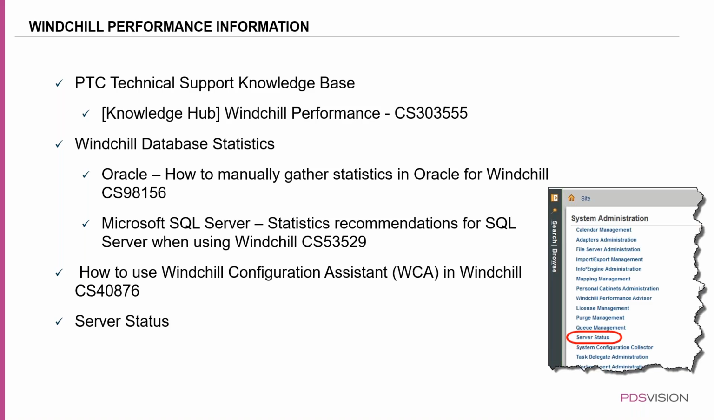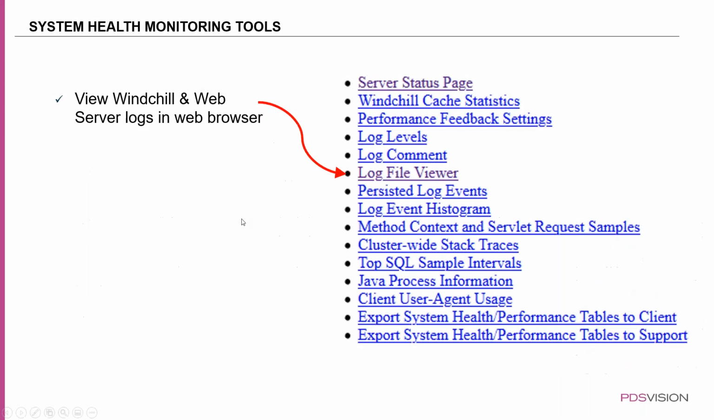And the one important one here is the server status. So I use this a lot. I find this, as a system administrator, very useful. In the server status here, it basically gives you the health of your Windchill system. So how is it performing? And there are additional monitoring tools that you can also use to monitor your Windchill system.